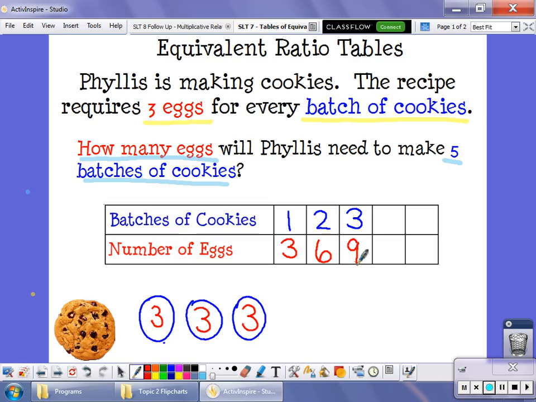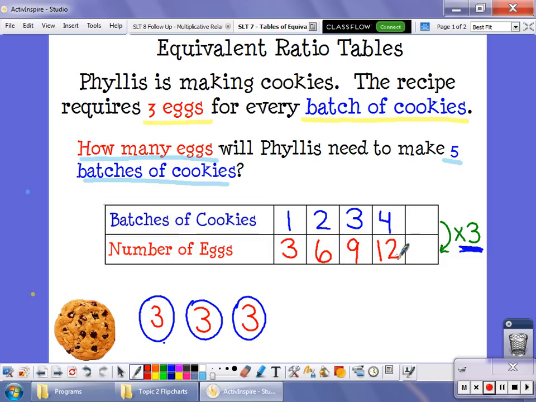Now what I want you to notice about ratio tables is they follow what we call a multiplicative pattern. They have a multiplicative relationship, which means we're going to be multiplying to get our answers. So I can pick any number for my batches of cookies. I could say we want 4 batches of cookies, and then all I would have to do to find how many eggs it would be is 4 times 3. 4 times 3 is 12.